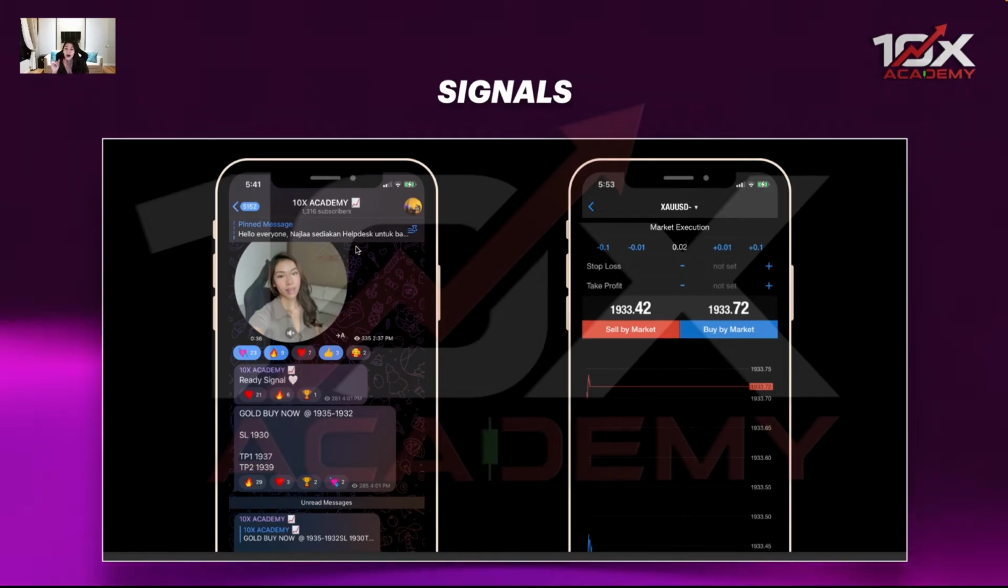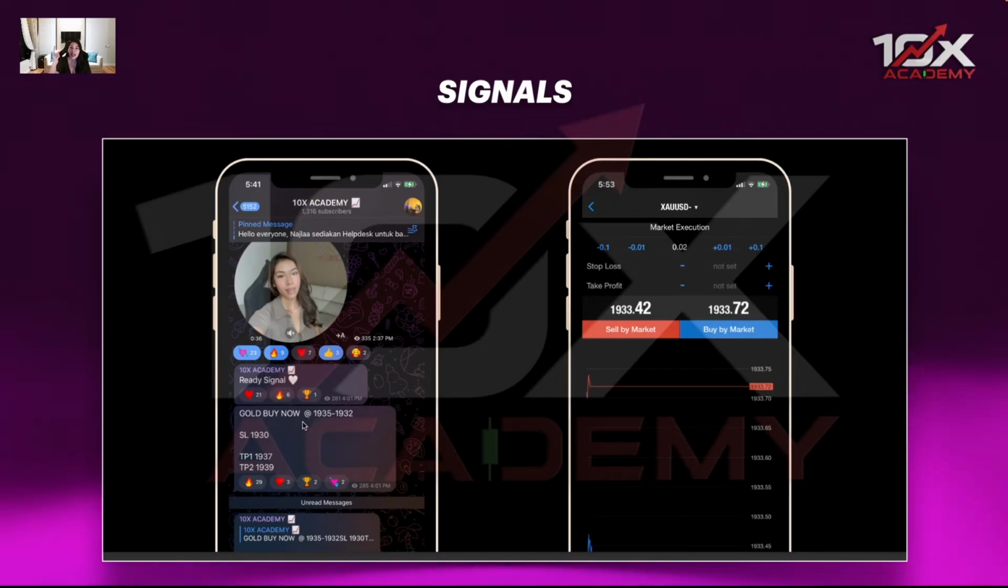So this is how I usually do. Once I see a setup that I've already mapped out on Sunday, on Wednesday, on Monday, all the days that I mapped out my zones, once I see that the price has reached my zone, there's a confirmation, I will definitely share with you guys the signal. So I will always alert you guys first with a ready signal. Okay guys, let's entry. So this is a zone. Go buy now. There's only sell and buy. There's no middle or something else, nothing. You only want to focus on the word buy or sell.